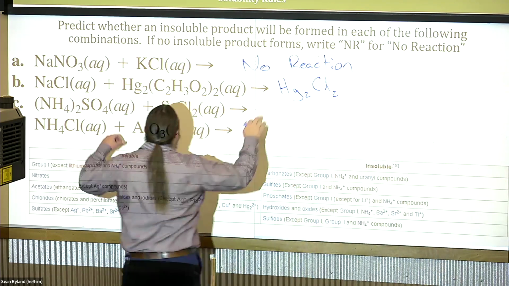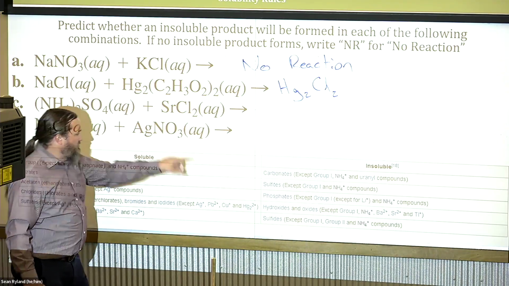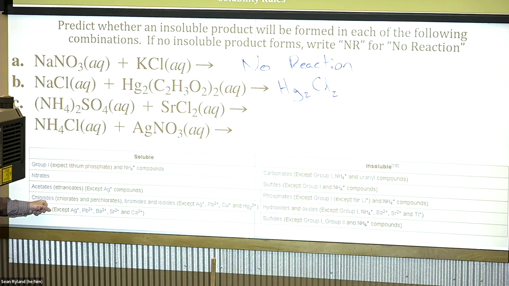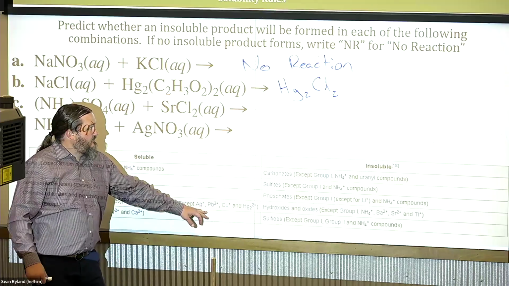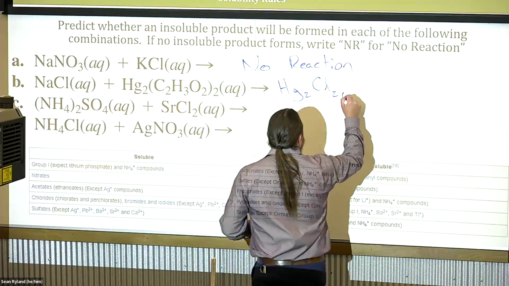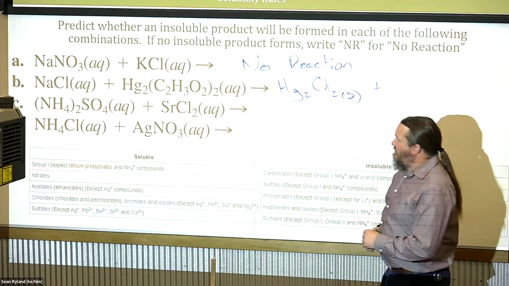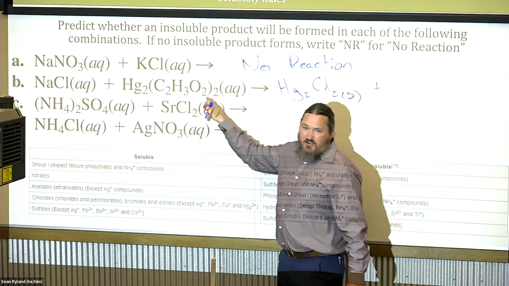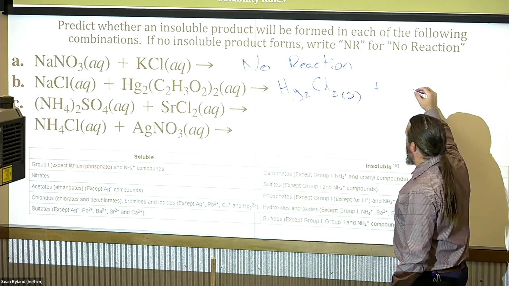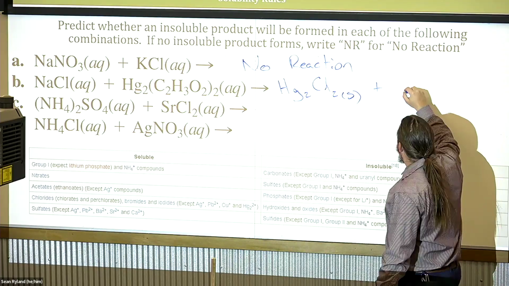And so going back to make a solid product, mercury 1 is one of our exceptions for chlorides. Chlorides are soluble except for these 4 exceptions. So that means we're going to write it as solid. And then our other possible combination is sodium ions and acetate ions. Those are still going to be floating around because sodiums are soluble, no exceptions.